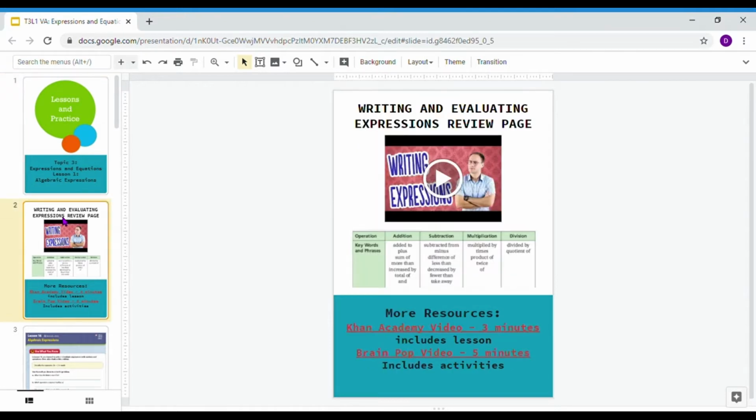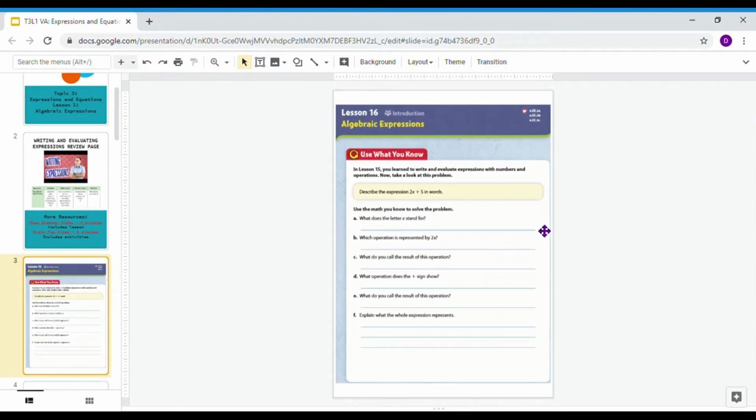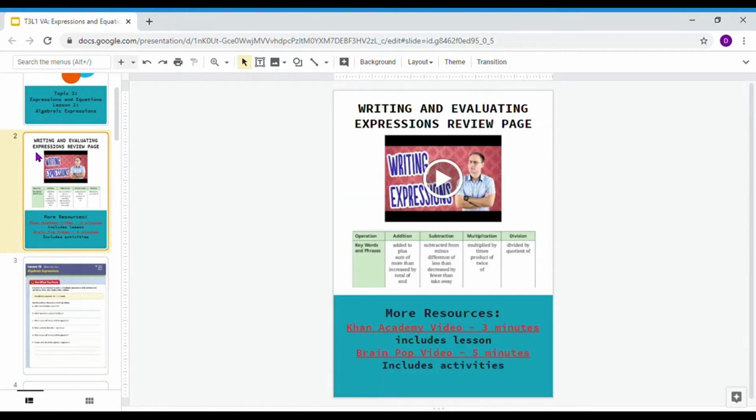Now, the first page of your ready lesson looks like this, and it is a review page. But the thing about the review pages is that these are lessons from your iReady book, and the review lesson that they're referring to, we don't have available in our remote learning books. So on the slide prior to this, I have a video that is all about writing and evaluating expressions.